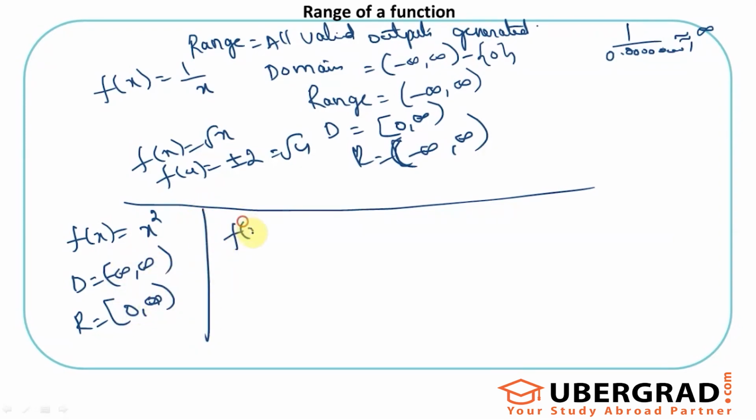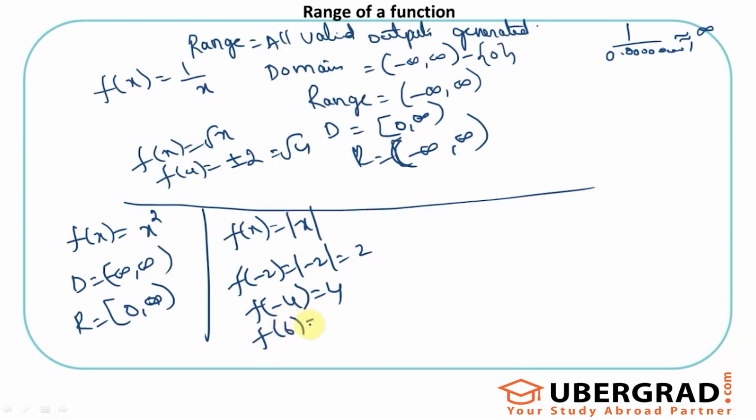If I say f of x equals mod x, if you don't know, mod x is the absolute value. Whatever I throw as input, it should always give me only the value of it, ignoring the sign. So f of minus 2 is 2, f of minus 4 is 4, f of 6 is just 6. For this, the domain is everything. I can give everything under the sun, minus infinity to infinite, but the range will be only positive. Again, the same thing: it cannot have negative, so it will only have positive.